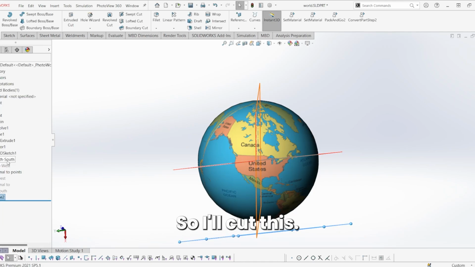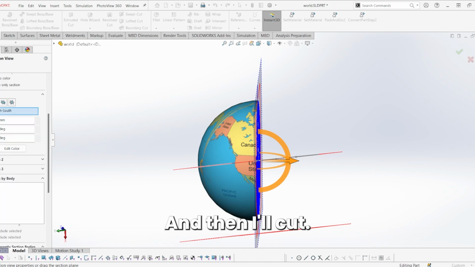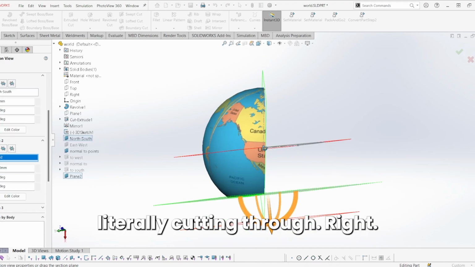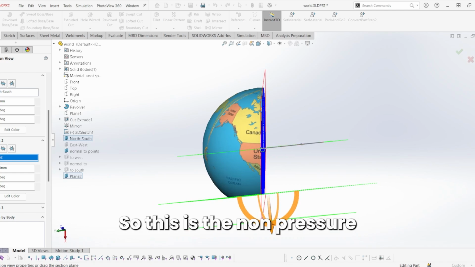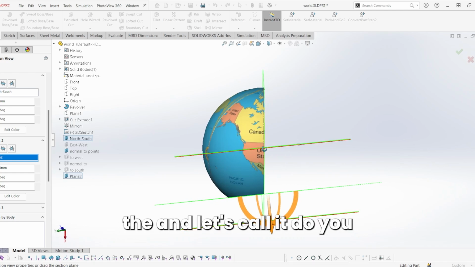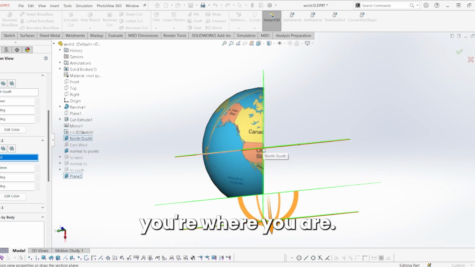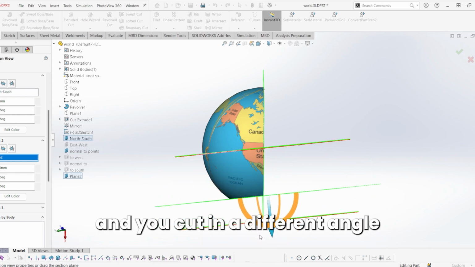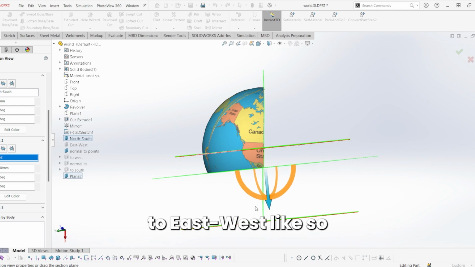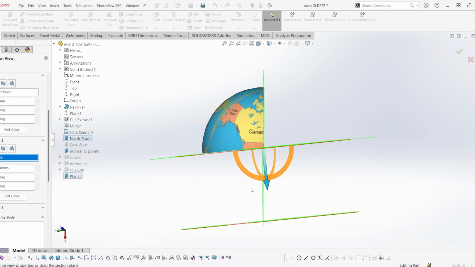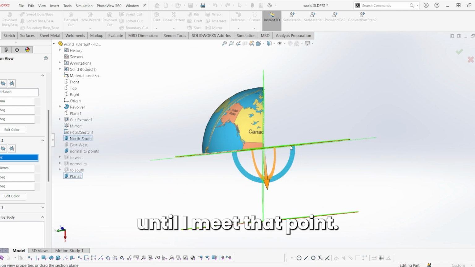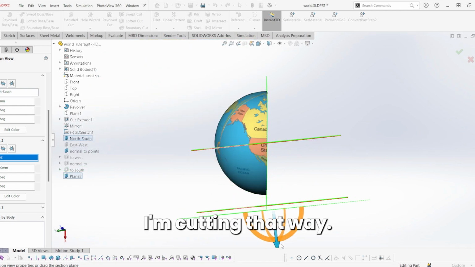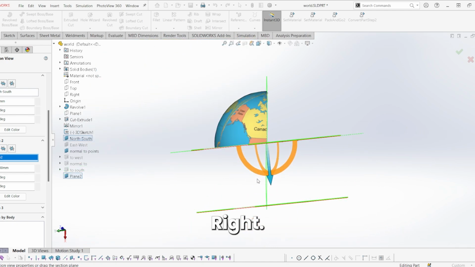So I'll cut this and then I'll cut this, just plane 2, and you can see me literally cutting through, right? So this is the non-Rashadian, let's call it, view. You're where you are. I've taken half the earth off, and you cut in a different angle to east-west, until I meet that point. In this instance, you are praying northeast, right?